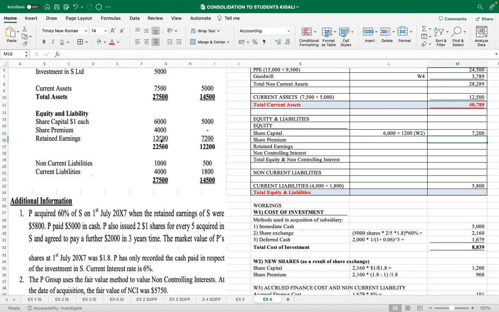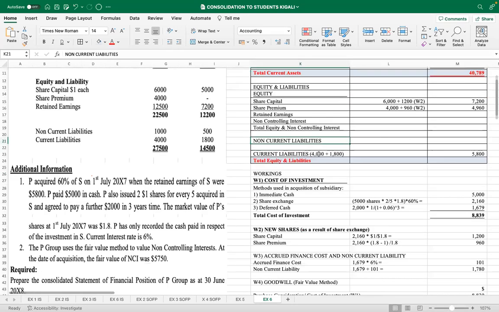Share premium, also the same. Share premium of the parent is 4,000 plus the new share premium was 960, which is working 2 again. So it is 4,000 plus 960. So it gives you 4,960. So what is remaining is retained earnings and non-controlling interest and non-current liabilities.